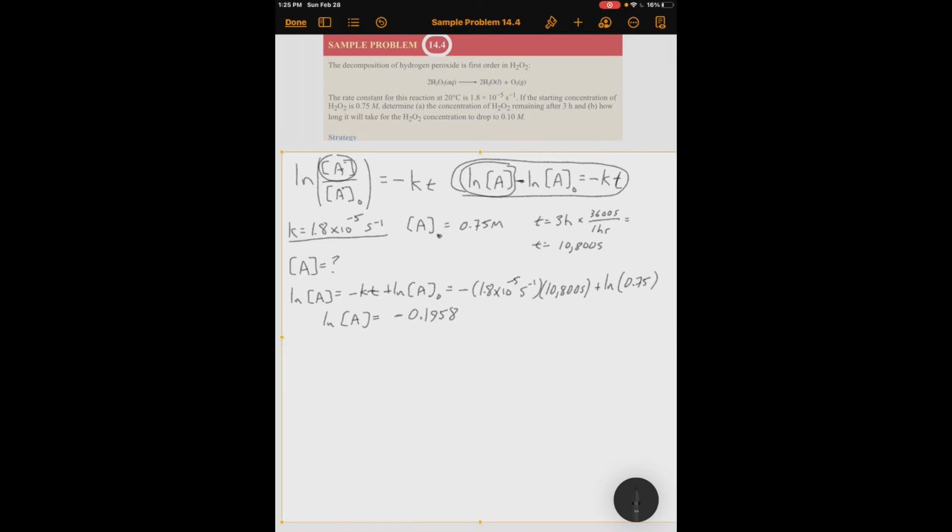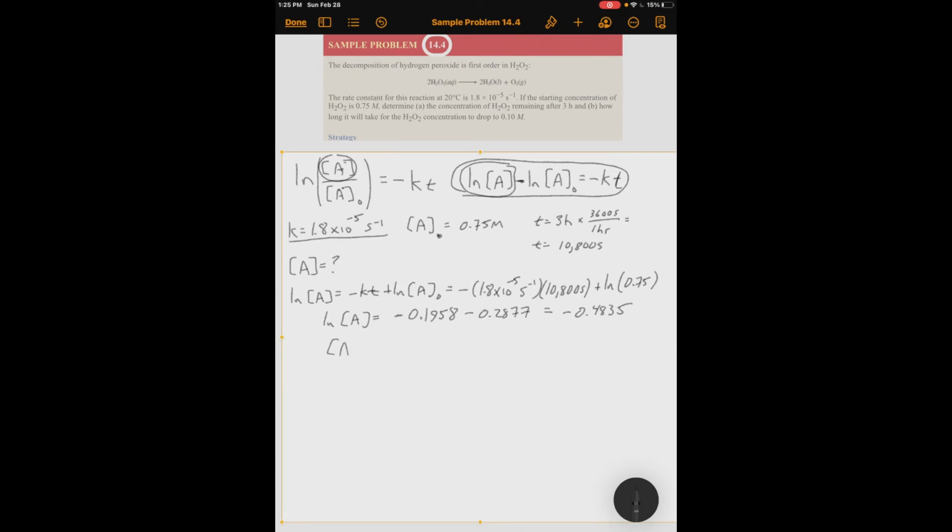So that's minus 0.2877. Okay, so if you're taking these two numbers and putting them together, they're both negative, so it's negative 0.1958 plus negative 0.2877, and it looks like it's negative 0.4835. Now we want to find A, not ln of A, but A.